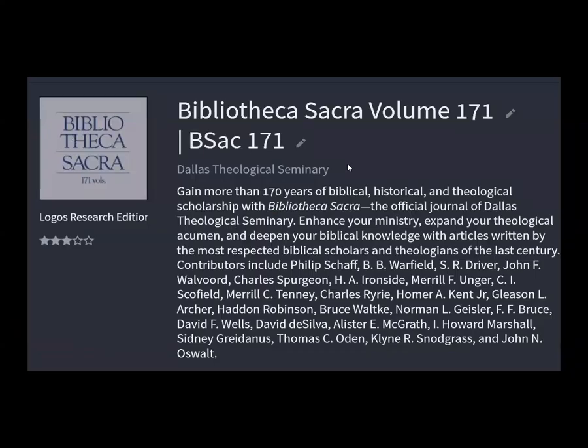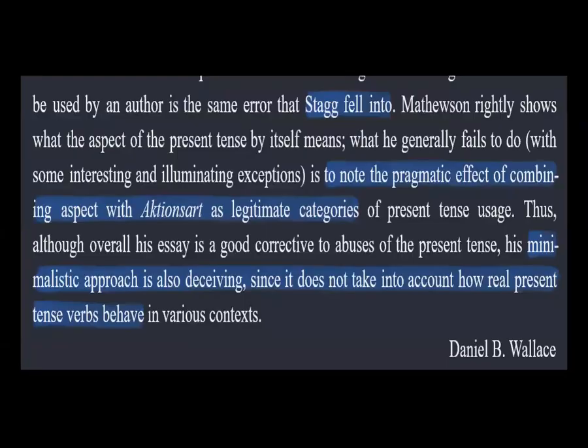Now, in a BibSac journal article, right here, we have Daniel Wallace critiquing that Stagg article, and I'm sorry, the Matheson article. And this is what Wallace says. Because Matheson was critiquing Wallace in his article as well, and so now Wallace is critiquing him back.